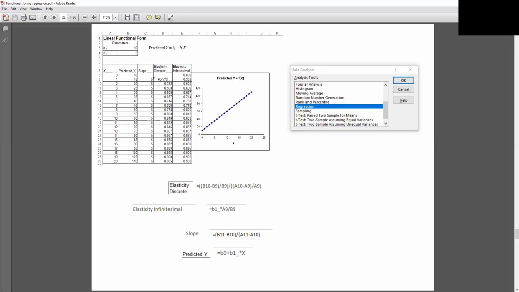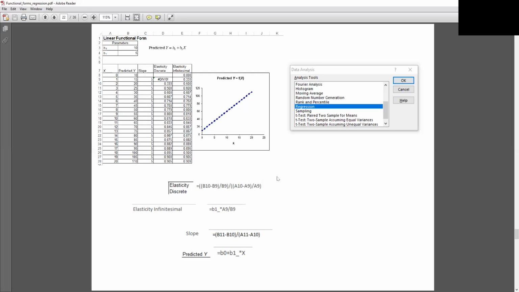Then what you have is elasticity. How can you find it? As I told you, elasticity is nothing but percentage change: the percentage change in Y to the percentage change in X. So you see the formula now: B10 minus B9 divided by B9. Here, B10 is 20, so 20 minus 15 divided by 15. Then in the denominator we have A10, so 2 minus 1 divided by 1. This will give you the elasticity, discrete.